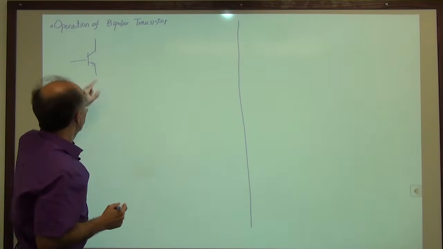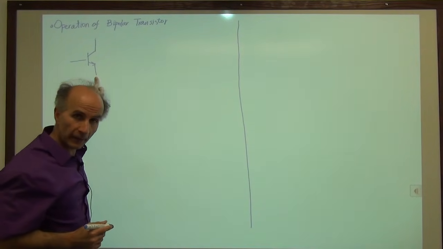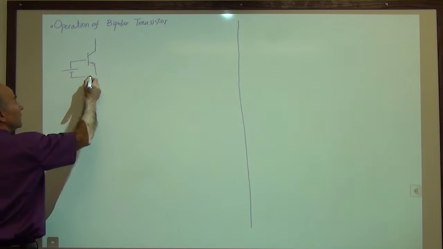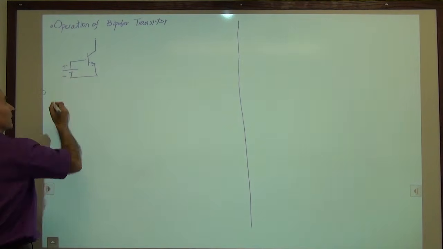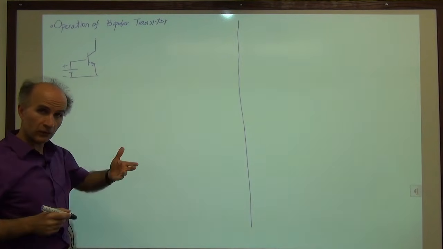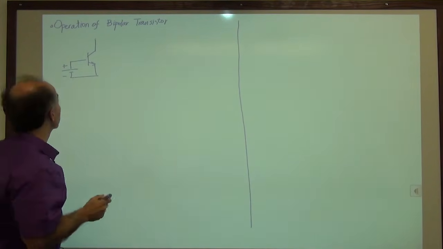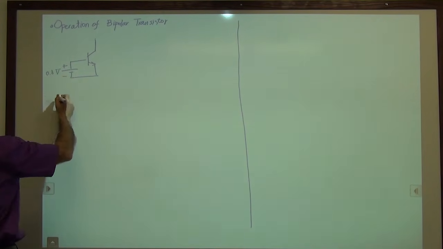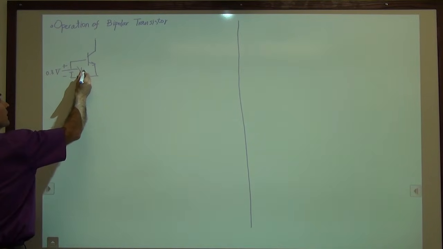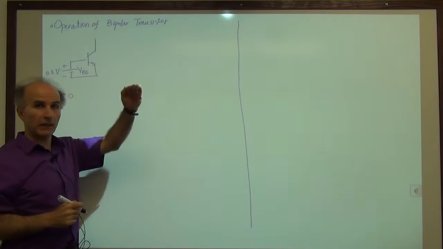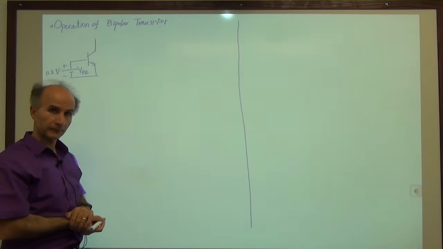So I would like the base emitter to be forward biased. So I connect the battery from here to here, plus, minus. Right? Now the base is more positive than the emitter by how much? Let's say 800 millivolts. So we have 0.8 volts here. We will call this the base emitter voltage, VBE. Base emitter voltage. So base is more positive than the emitter.